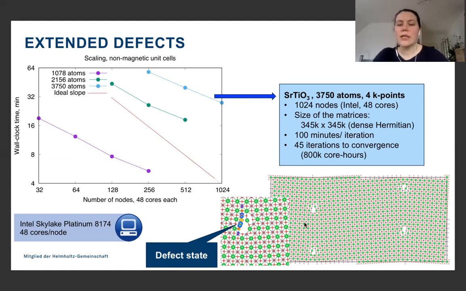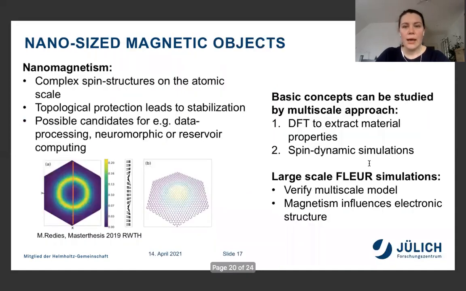Why is it interesting to calculate such a system? It helps to understand the physics of an extended defect. It's important for memristive phenomena. But as you already know, the real area of expertise of FLEUR is magnetism. And here, the ability to calculate larger systems opens truly new perspectives. One of the recent topics is complex spin structures on the atomic scale. In such systems, topological protection leads to stabilization, to the formation of so-called quasi-particles. And these are possible candidates for a large number of applications, for example, data processing and neuromorphic computing.